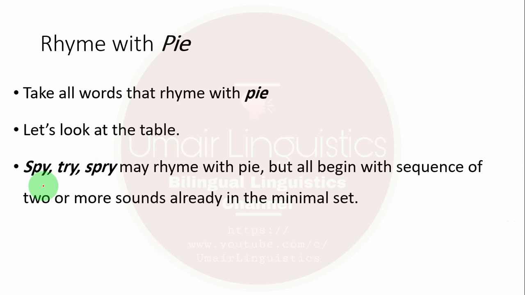We may say that these words spy, try, spry also rhyme with pie. They seem to rhyme with pie, but actually they begin with a sequence of two or more sounds that are already in the minimal set. When we looked at that minimal set, we had pie, kye, psi, rye, shy, and then try, so not tie. In this word we have two sounds at the beginning, in this word we have three sounds at the beginning, and in this word we have two sounds at the beginning. Although they rhyme with pie, they have two or more sounds that already appear in the minimal set.